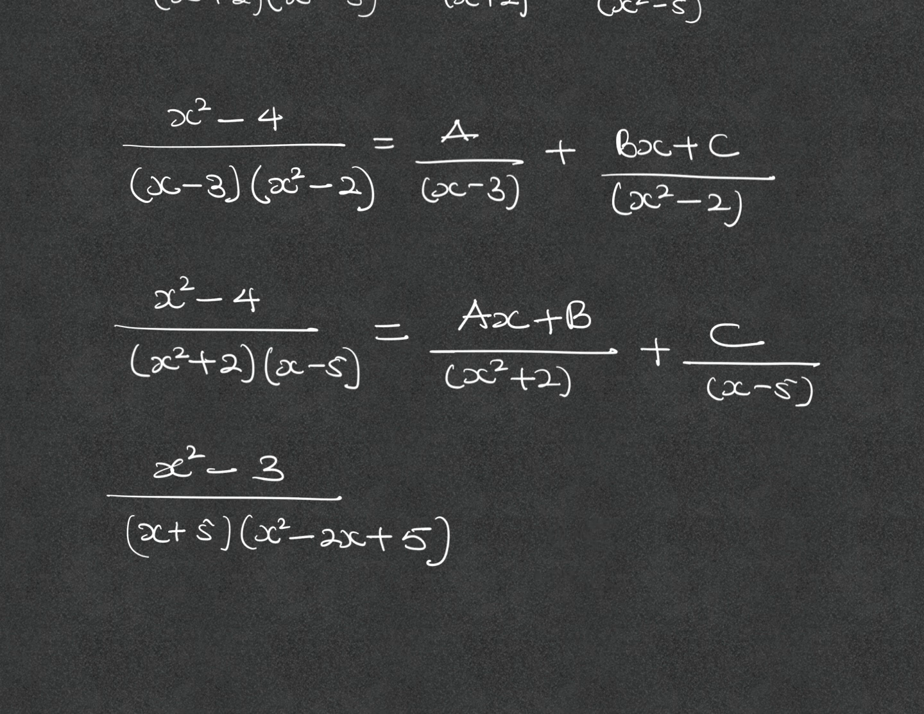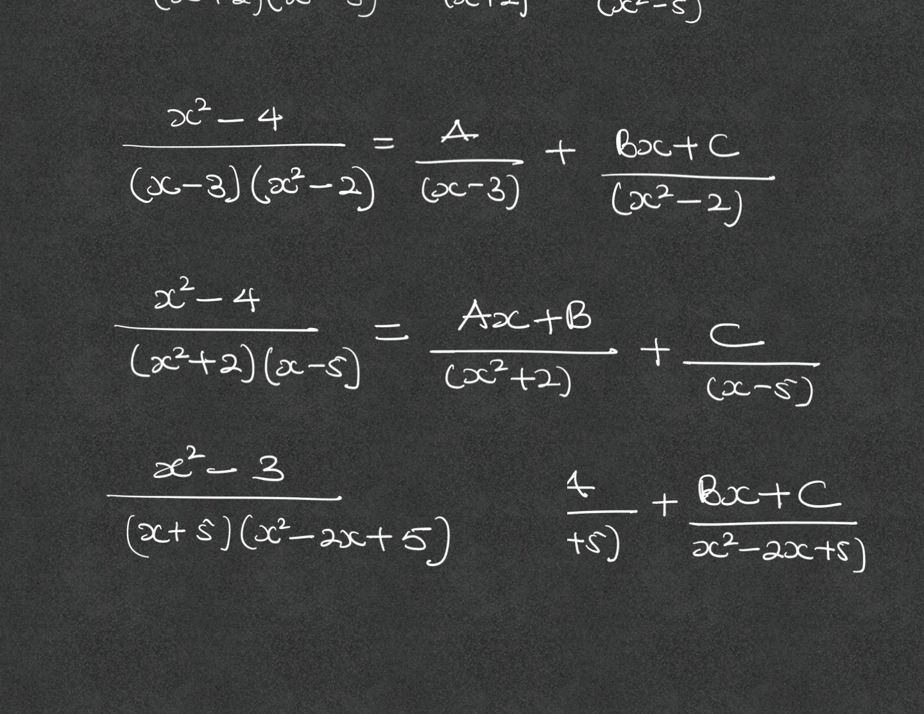What we're going to do is we're going to have a all over x plus 5 plus bx plus c all over x squared minus 2x plus 5. And then we continue solving. So if this concept is clear, we can now move on to solve our problem.